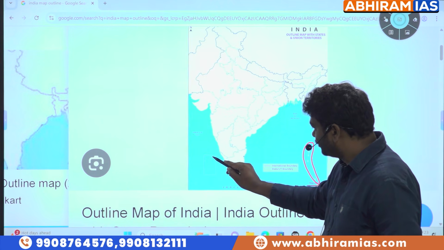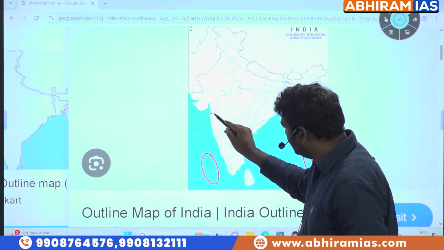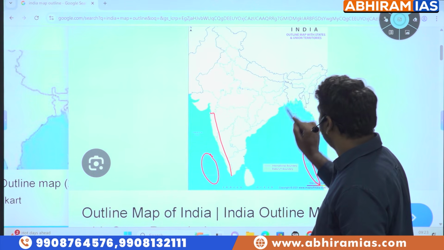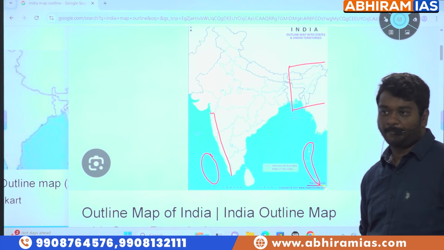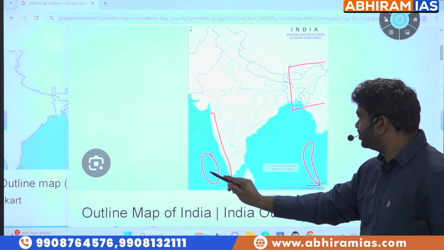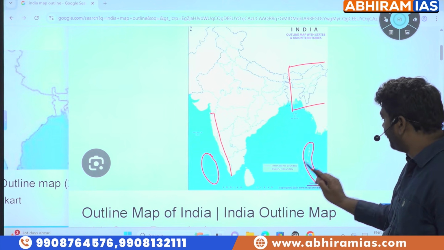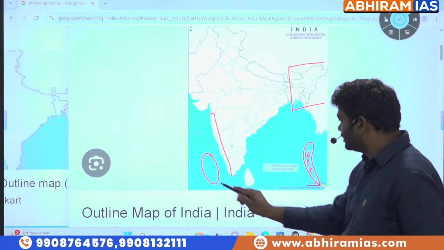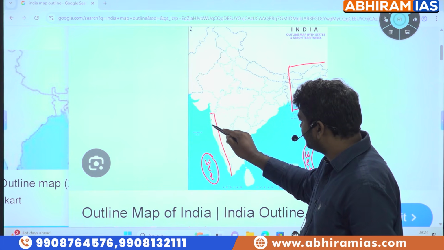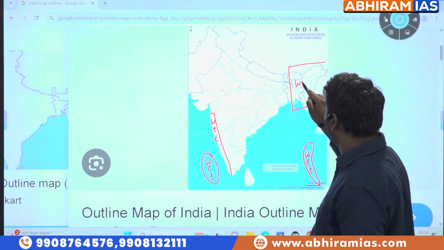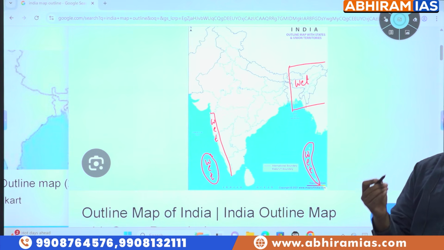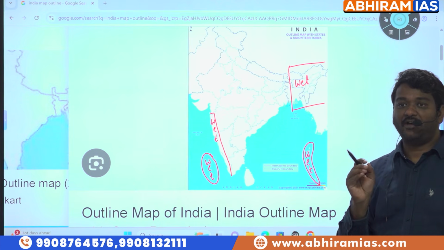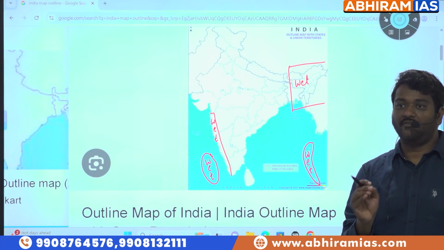Andaman and Nicobar, Lakshadweep, west coast of India, northeast India. Okay, Andaman and Nicobar, Lakshadweep, west coast, northeast. These 4 are called wet climate. Wet climate means rainfall is more than 200 centimeter, right? More than 200 centimeter. And in this region, you will have evergreen forest, tropical evergreen forest.